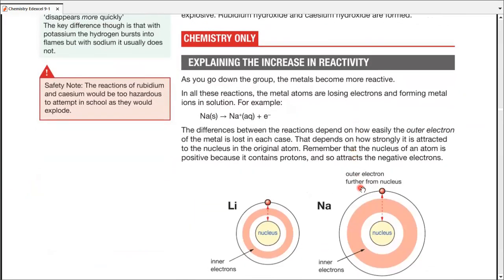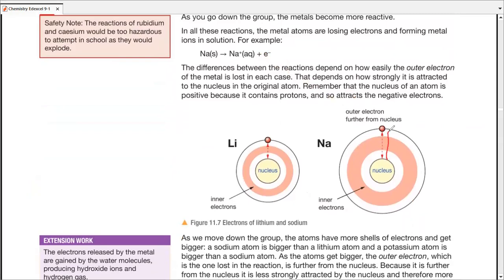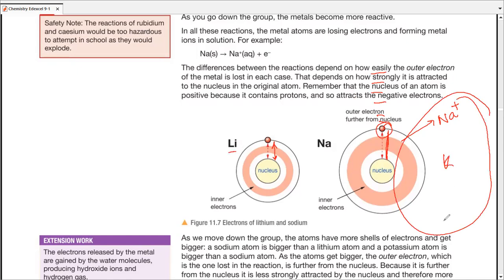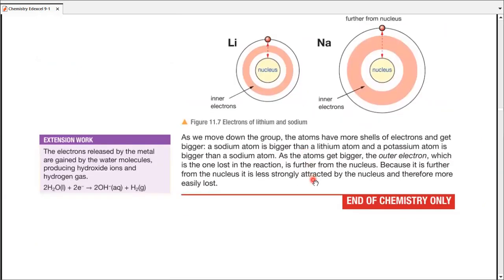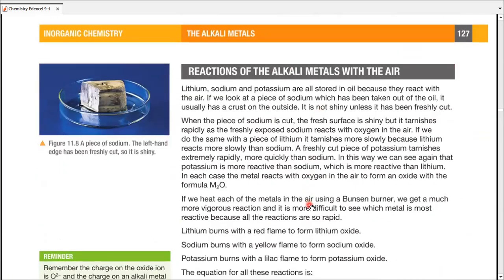The difference in reactivity is solely because, as we go down the group, the electron is farther away from the nucleus. It's less attracted. It's easier to remove this electron and be converted into an ion, and the reaction is faster. And the same details are given over here. Lithium's electron is closer to the nucleus, hence more attracted. Sodium is farther away. Of course, we have a bigger structure in the case of potassium, rubidium, or cesium. So the easier the electron removal, the faster the reaction. And the same thing is mentioned over here.